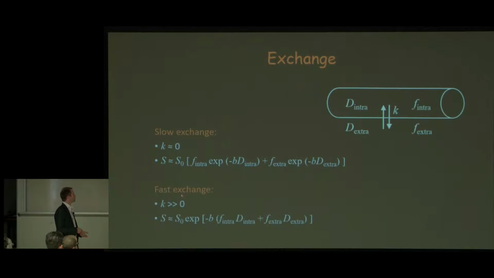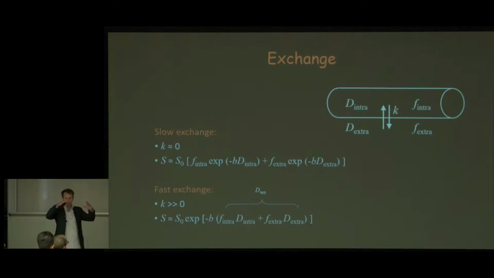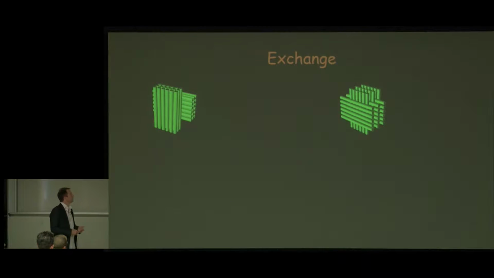But if you've got fast exchange, so that's basically molecules move from one to the other and back constantly, then what you get is basically the intra and extraaxonal compartments give you one averaged diffusion coefficient, and you have no hope of then disentangling the intra from extra, at least not very easily. So that's why it matters.